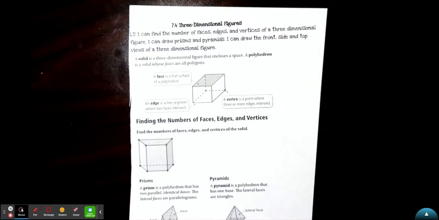7.4, three-dimensional figures. So this is the second half of Chapter 7. We took a test on the first half, and we are going to take a test on the second half in a couple weeks. Who would like to read the learning target for me? Bella: I can find the number of faces, edges, and vertices of a three-dimensional figure. I can draw prisms and pyramids. I can draw the front, side, and top views of three-dimensional figures.